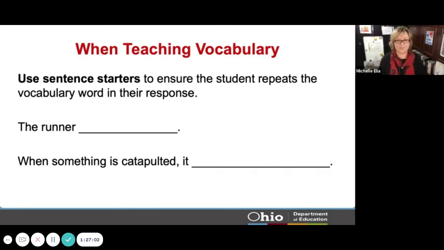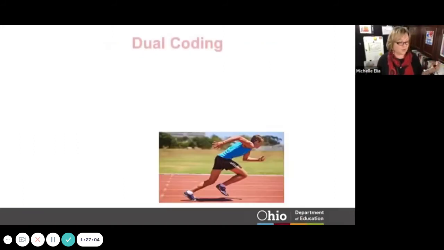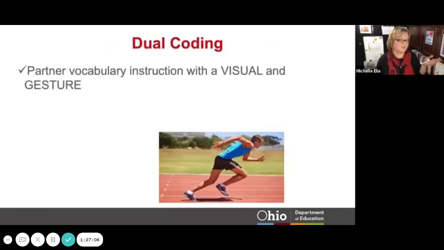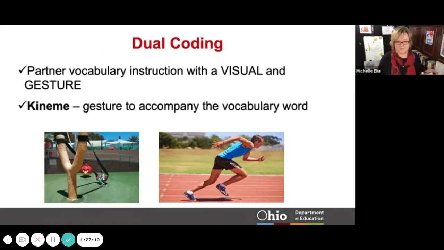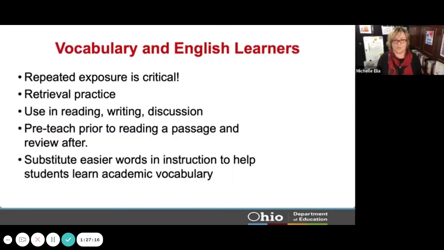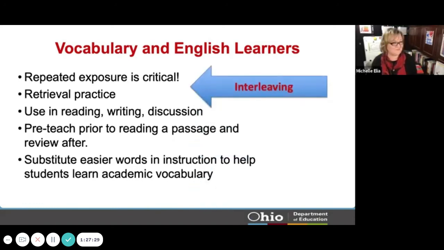I already mentioned that I use dual coding because I had a gesture or visual, which we called a kineme, but then also having those pictures. That's called dual coding, and it's super helpful for all kids, not just English learners. So vocabulary, we have to have lots of exposure. When we have lots of exposure with retrieval practice, including little mini quizzes are helpful. We call that interleaving. And so we want lots of interleaving of the vocabulary words.